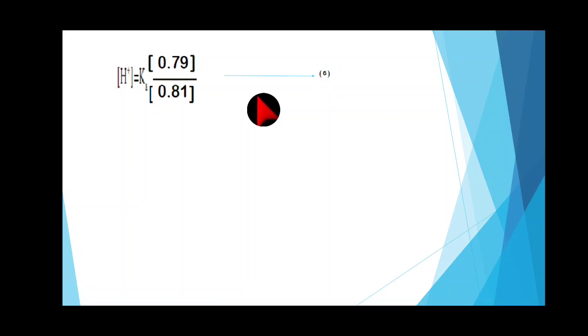Now, after subtraction and addition, we can get H plus concentration equal to Ka into 0.79 divided by 0.81. How does 0.79 come? 0.80 minus 0.01, we get 0.79. Then 0.81 is 0.80 plus 0.01. So the numerator is for acetic acid, the denominator for acetate ion.